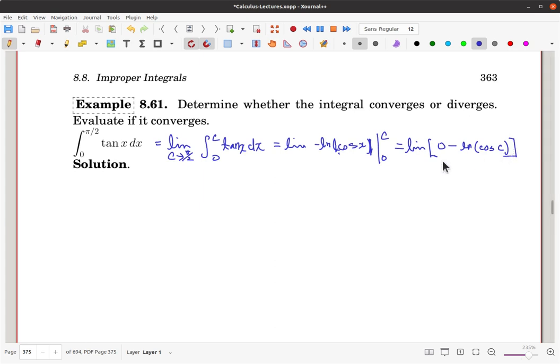Now c is approaching pi over 2, then that one is approaching 0. Then this whole thing is approaching minus infinity. So that is converging to minus infinity, so the final answer must be infinity. It's not convergent.